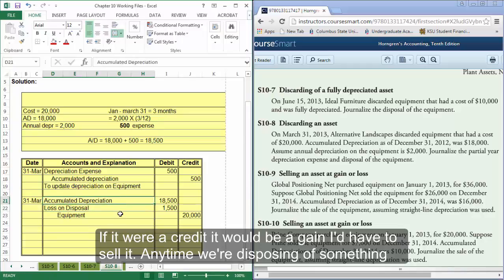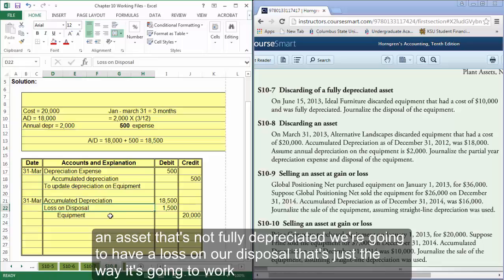Anytime we're disposing of an asset that's not fully depreciated, we're going to have a loss on our disposal, okay? That's just the way it's going to work.